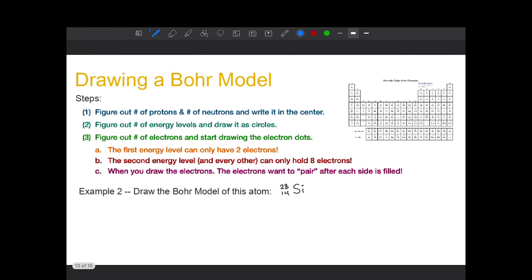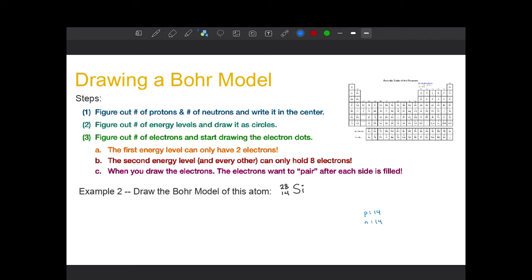Here we have example 2. We're going to draw the Bohr model of this silicon atom that has a mass number of 28. So I'm going to do it like before. In the center, how many protons? Well, 14. 14 is the atomic number of silicon. How many neutrons? 14 plus something equals 28, right? 14 plus 14 equals 28. So there must be 14 neutrons.